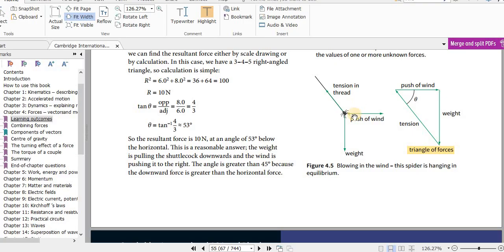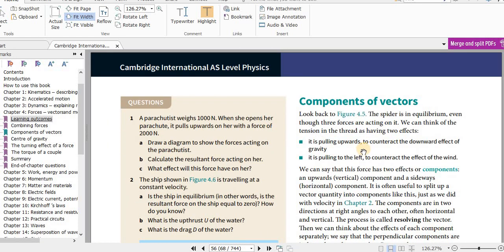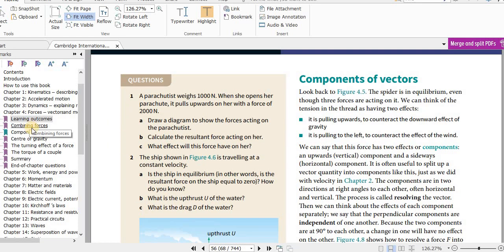So what are these forces? One is push of wind, one is tension in the thread. Tension always points away from the object. Weight always points towards the center of the earth. Okay, so the next topic under this is components of a vector.